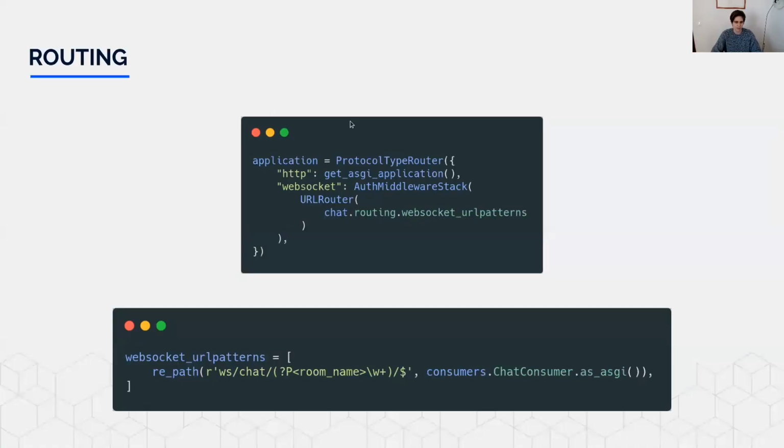Here's an example of this. Here you can see the protocol type router as a root router in our ASGI file, and it's supporting both HTTP and WebSocket. As you can see, the URL patterns for our chat app are nested inside an auth middleware stack, which is a way of supporting authentication if we want to add it later on, and URL router, which is necessary in order to interpret our paths.